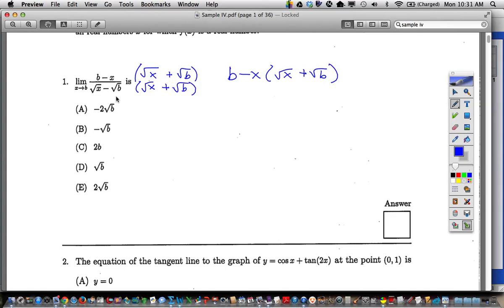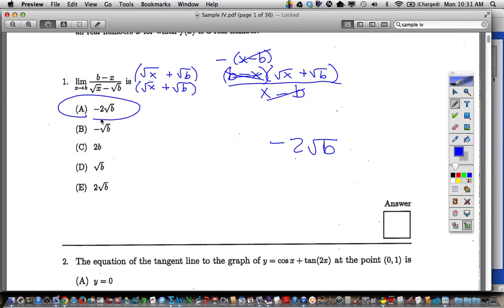This very question could easily be on the test. On the bottom, we get x minus b. Can you cancel those? No. Almost. Just like that 9 minus x one we did, take out a negative, would turn that into that. Now we can cancel, now as x approaches b. So square root of b plus square root of b is 2 square root of b, with a negative. That's what I said. Conjugate and cancel. So that could be one.